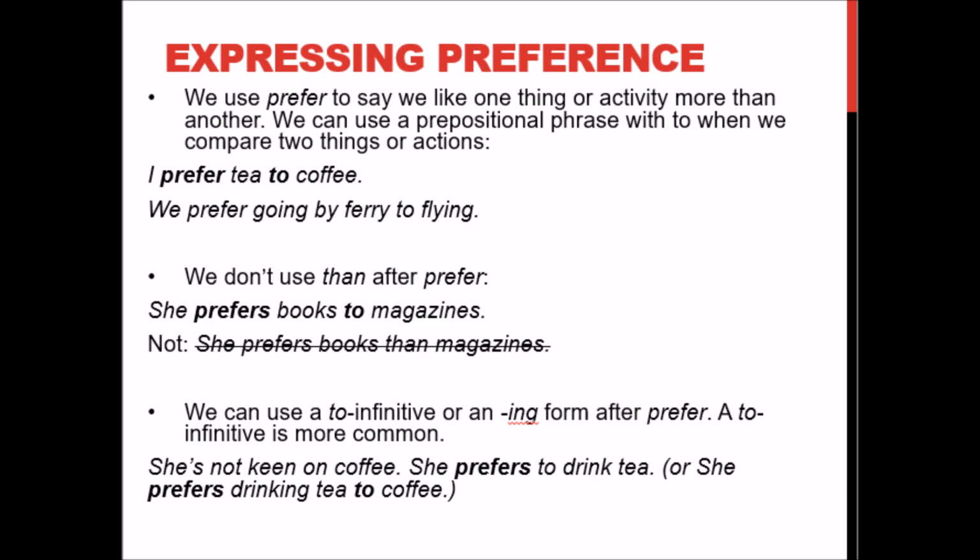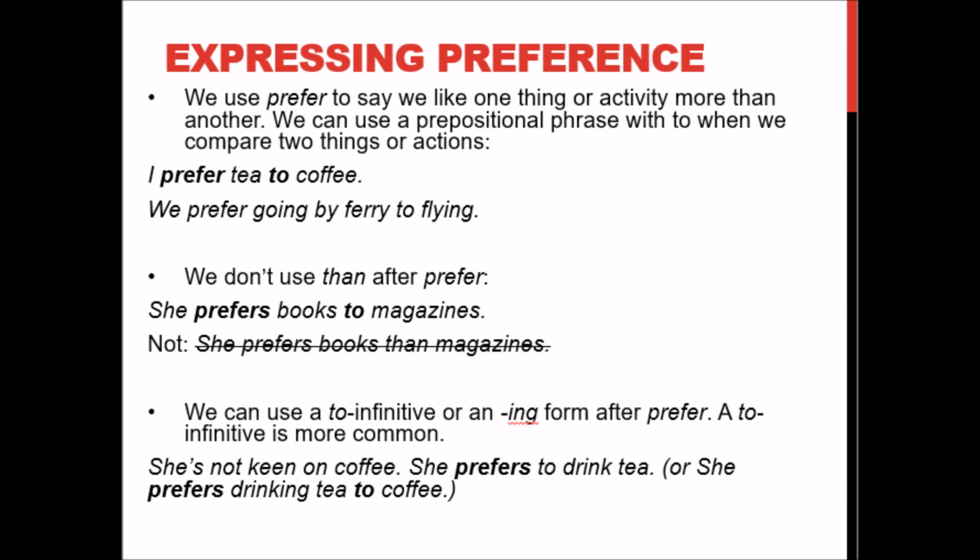Expressing preference. We use "prefer" to say we like one thing or activity more than another. We can use a prepositional phrase with "to" when we compare two things or actions. For example, I prefer tea to coffee. We prefer going by ferry to flying.